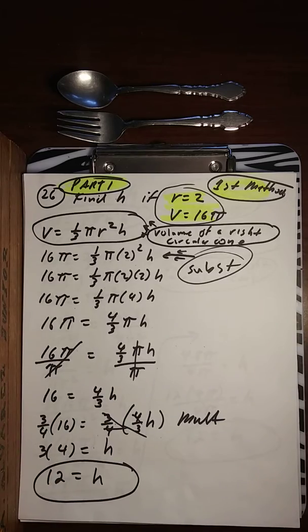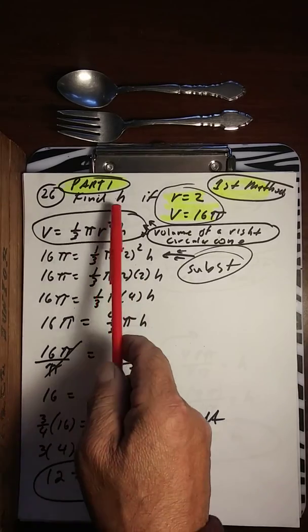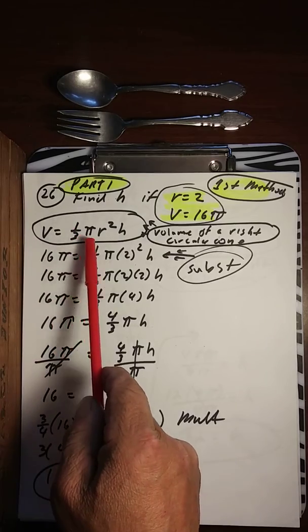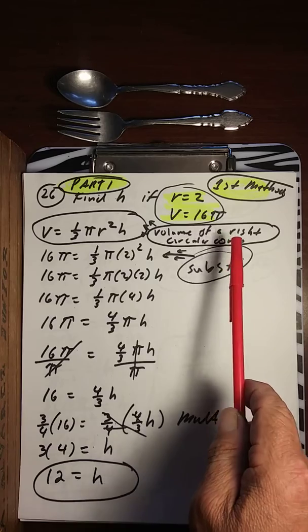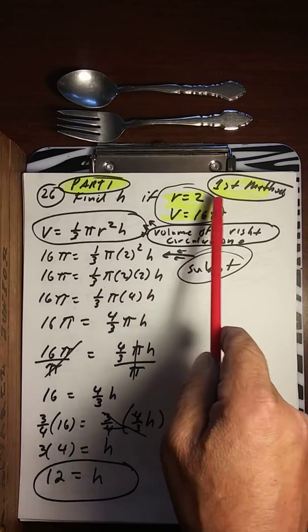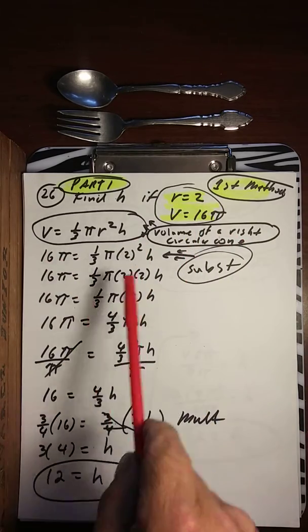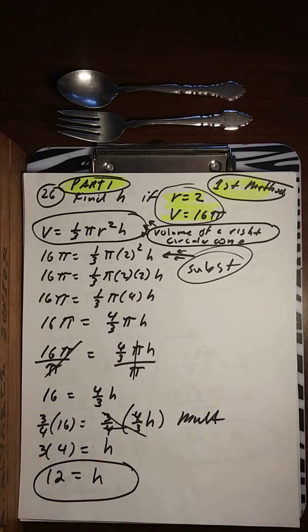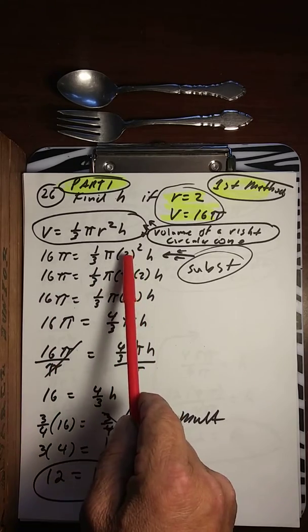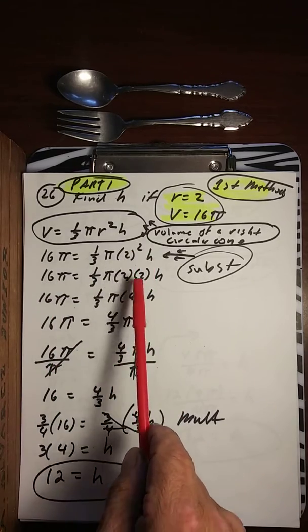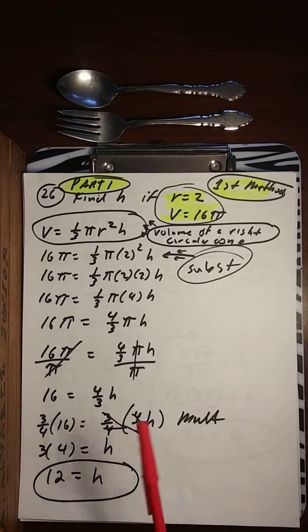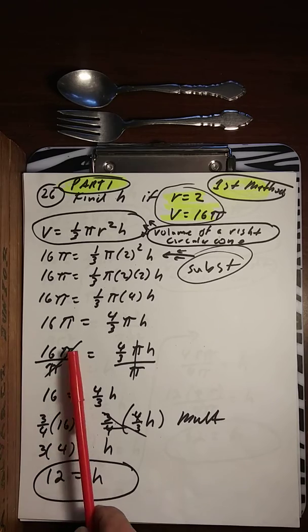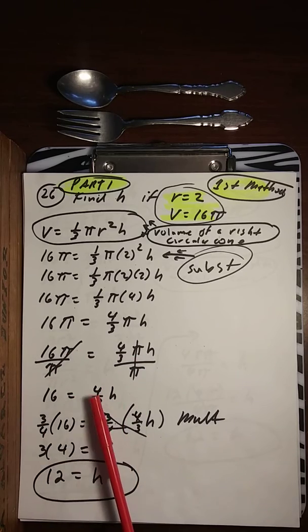Part 1. Do it two ways. Find H. V equals 1/3 pi r squared H, the volume of a right circular cone. So one way to do it is just put the numbers that were given in there. Put the number there, put the number there. So we have 16 pi equals 1/3, 2 squared means 2 times 2, which is 4. So now this is going to be 4/3 right there. So now we divide by pi. So now 16 equals 4/3 H.